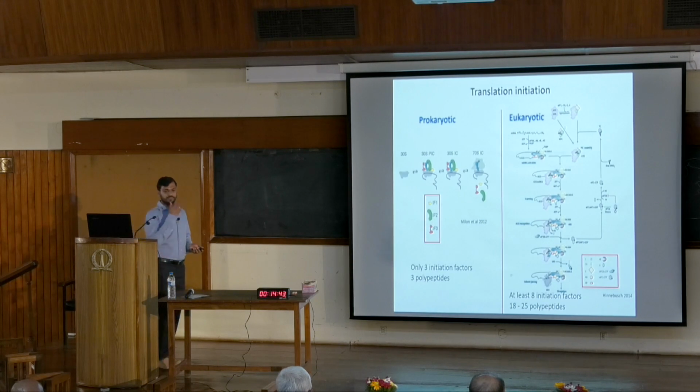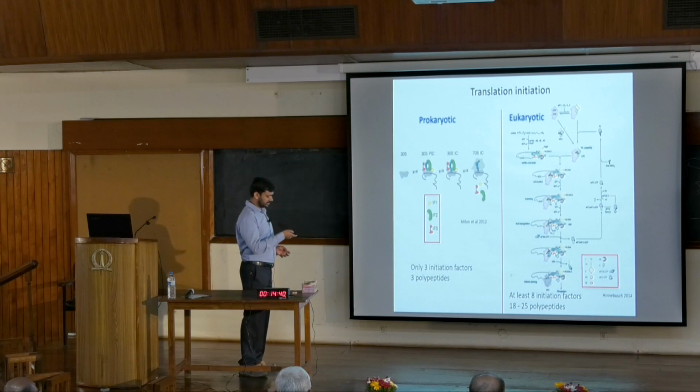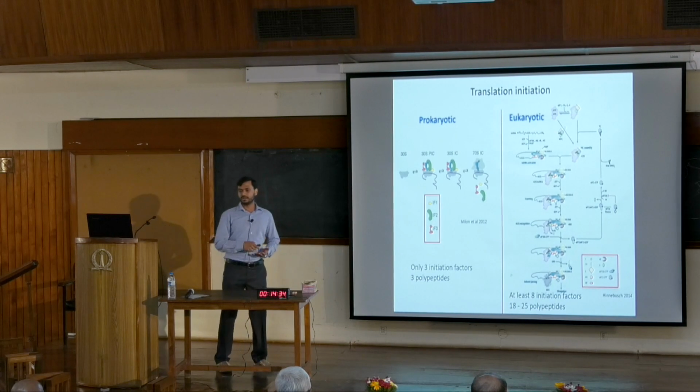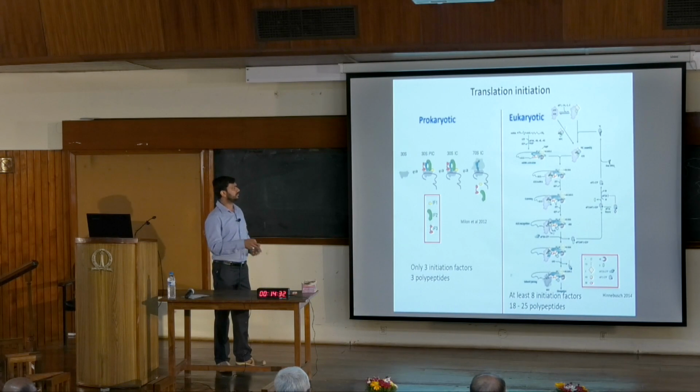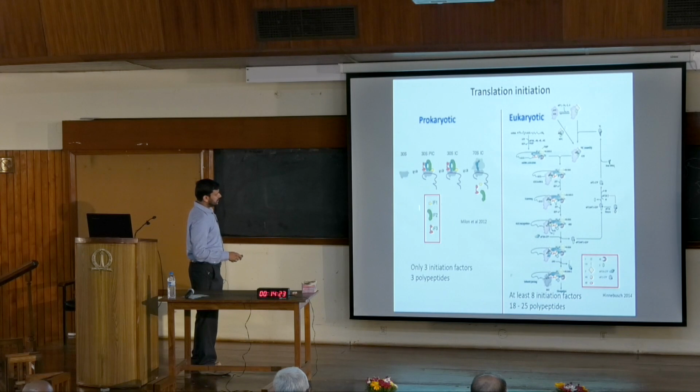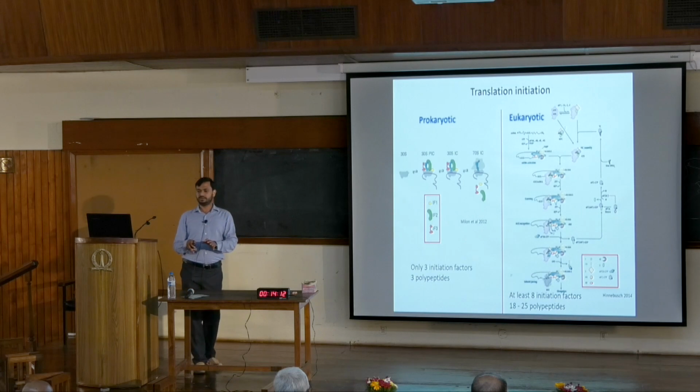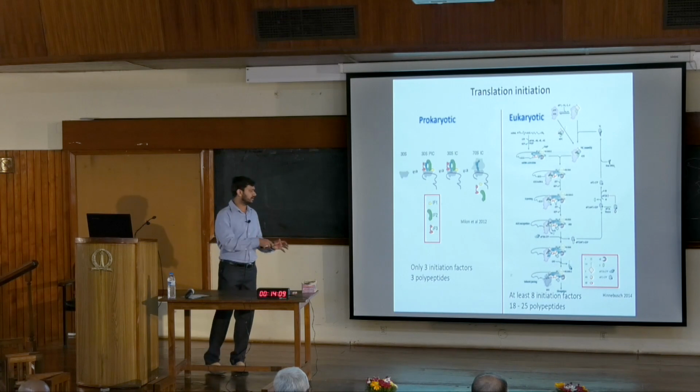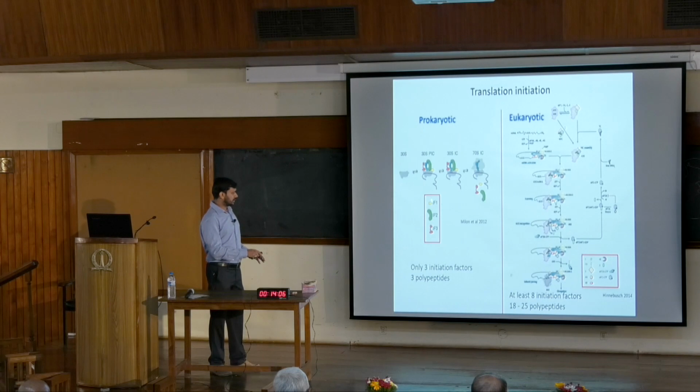Now, this process of the initial steps of translation is extremely different in the two systems, that is the prokaryotic, which is the bacterial system, and the eukaryotic, which are the higher organisms starting from fungus to humans. Without going into the details, what I would like you to focus on is that in the bacterial system, there are three initiation factors or polypeptide helpers which help the ribosome to place the correct initiator tRNA and recognize the correct start codon. So there are only three members, which are essentially three polypeptide chains.